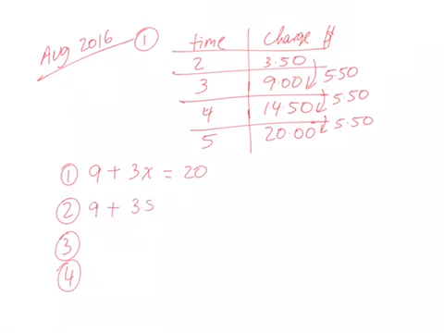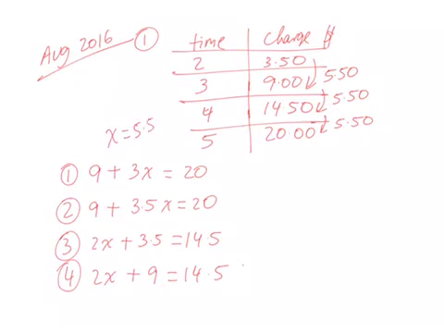Second one is 9 plus 3.5x is equal to 20. Third one is 2x plus 3.5 is equal to 14.5. And then the next one is 2x plus 9 is equal to 14.5. So let's plug in x as 5.5 in each choice.